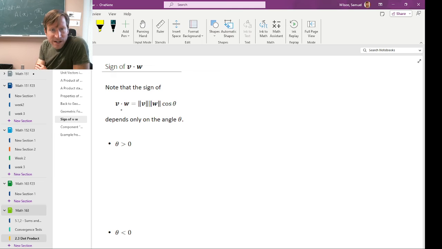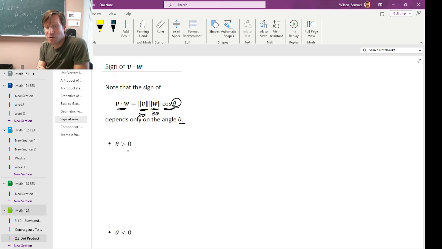So if you look at this geometric formula for the dot product, this magnitude part is always greater than or equal to 0, right? And it's only 0 if the vector v is 0. But the same is true for the magnitude of w. That's going to be greater than or equal to 0. So the only part of this product, magnitude v, magnitude w, and cosine theta, that could make it be negative is this cosine part. And that's determined completely by the angle theta. So the sign of the dot product depends only on the angle theta. So let's think about what that sign tells us about the vectors v and w.